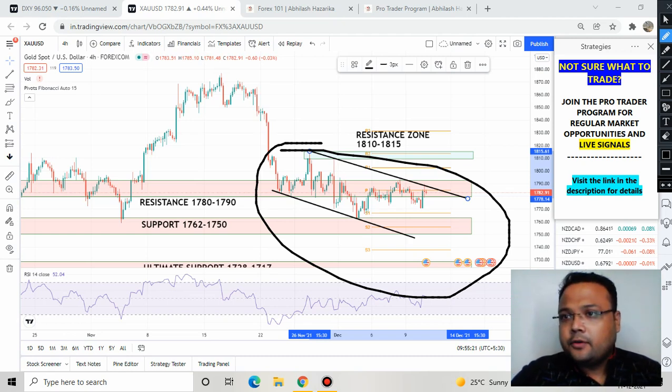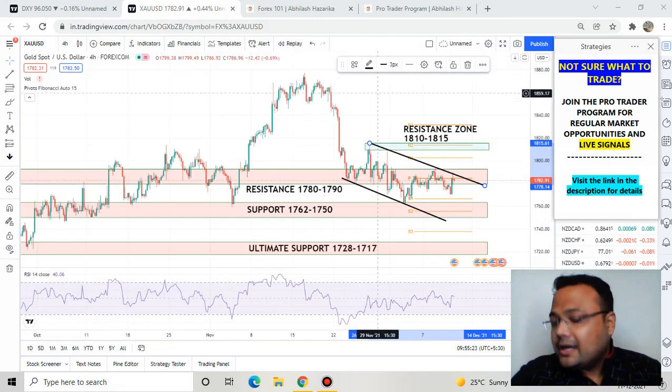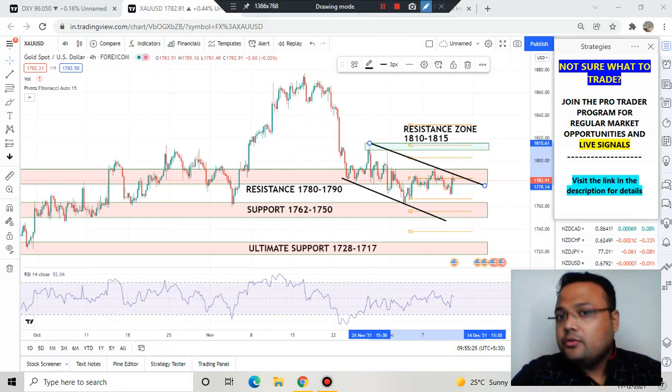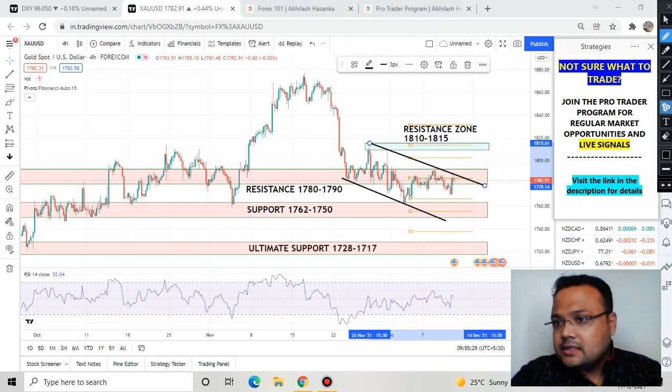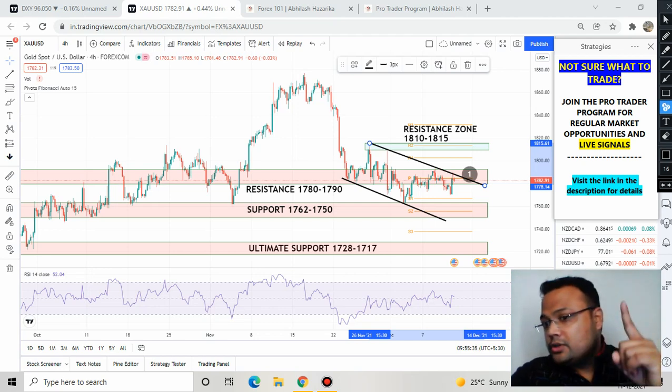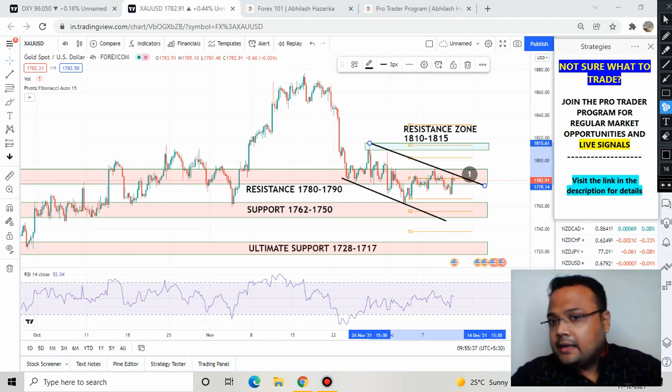Okay, so therefore if gold tries to go up again, the first resistance will be this trend line, and this will be your first trading opportunity. This is also a resistance zone for the market. So yes, you can take a sell position if you find gold reversing from the trend line.